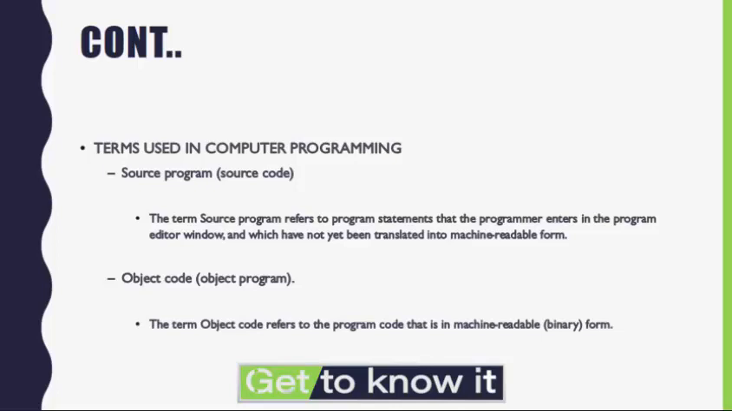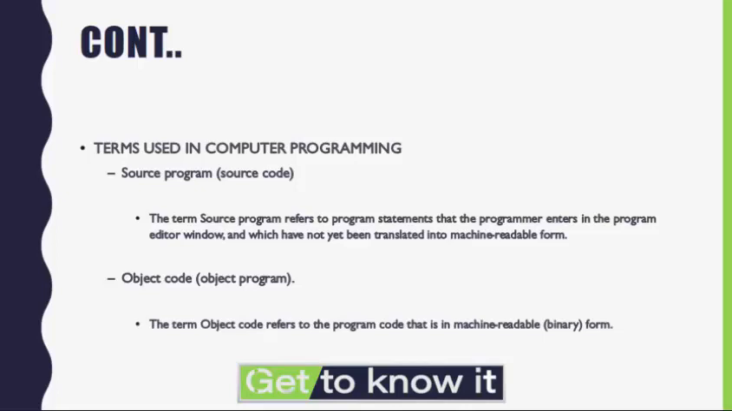The source code is the code that is understood by the programmer and is usually written in high-level language or assembly language. The other term is object code. This refers to the program code that is in machine-readable form or binary form.